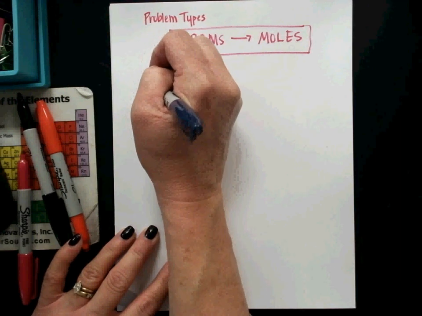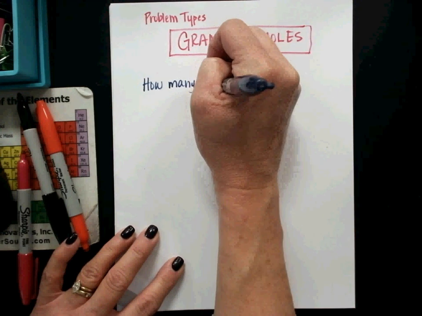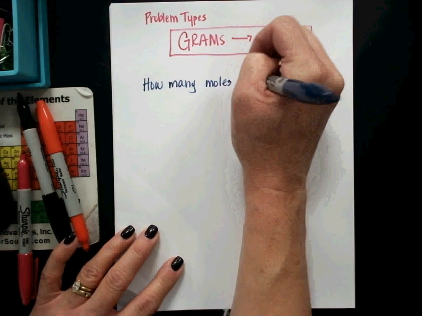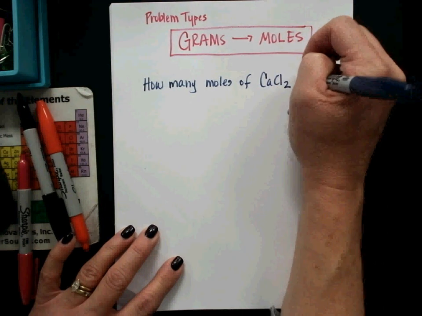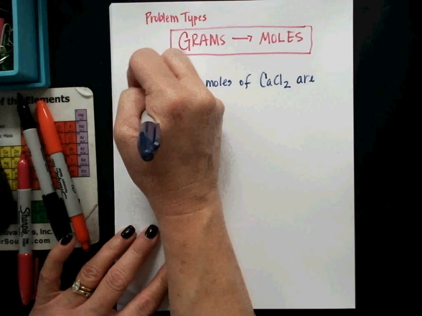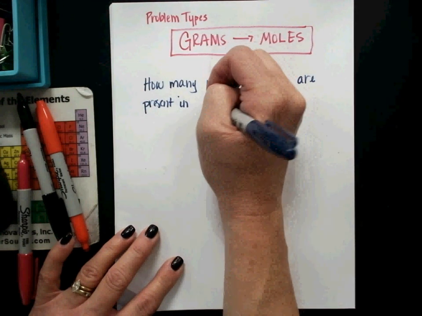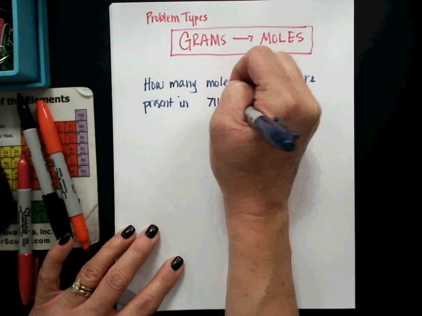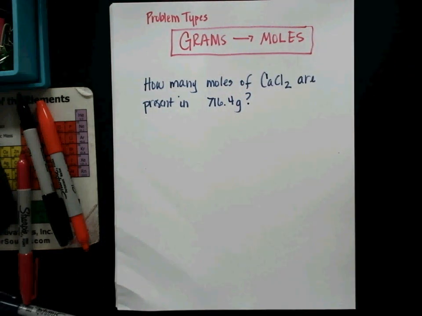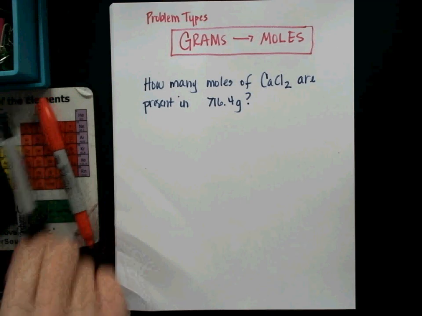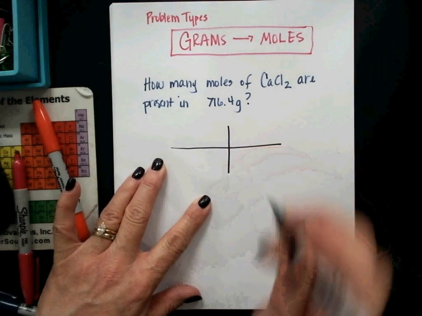It'll be something like this. How many moles of calcium chloride, CaCl2, are present in 716.4 grams? Okay, so Xander already told me this is a two-step problem. So I'm going to draw my boxes.